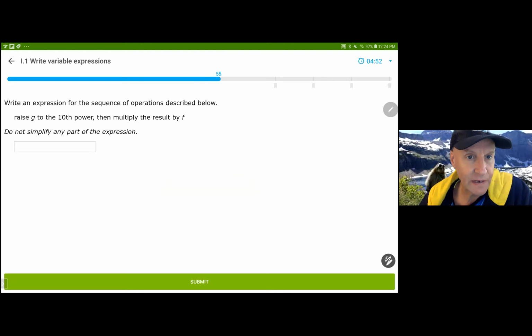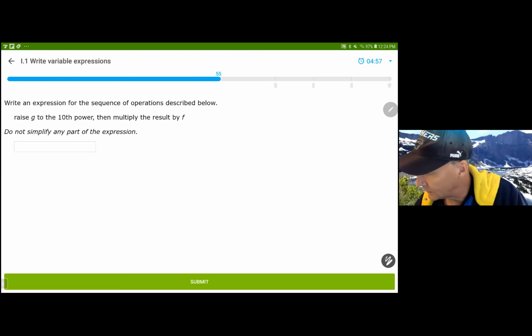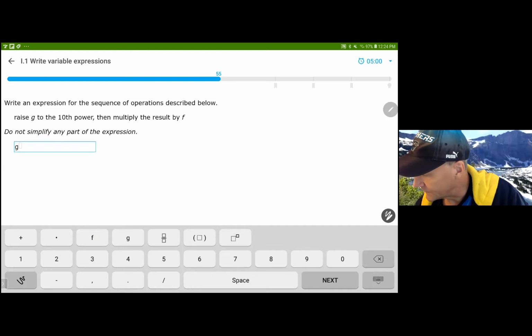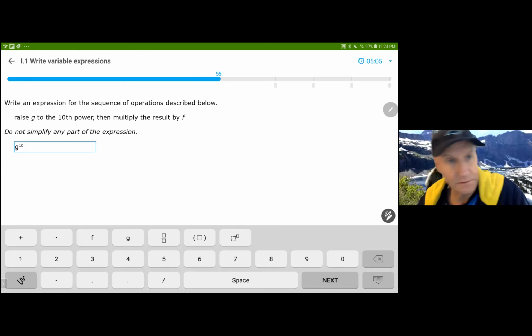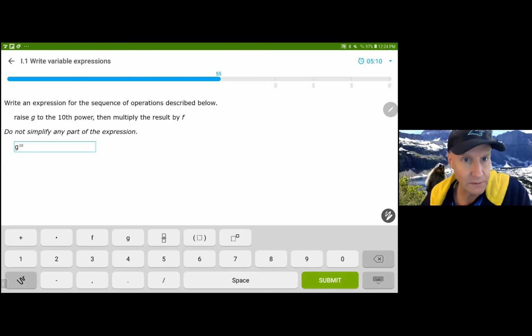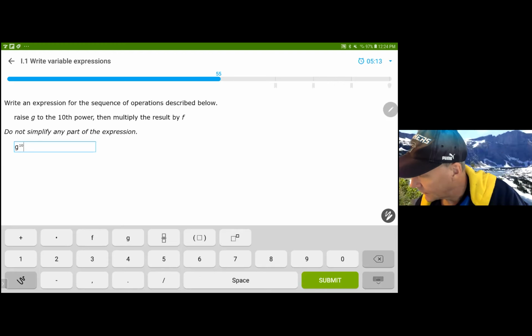Raise G to the 10th power, then multiply the result by F. So you're going to take G raised to the 10th power. Notice that I'm using the key, but be careful. You need to make sure that you go down to the main area, and then you can multiply by F a number of different ways. You can multiply by F by putting it in parentheses, or you can use the little dot key, which means multiplication as well. I could have just as easily put the F in parentheses. Either one is correct.